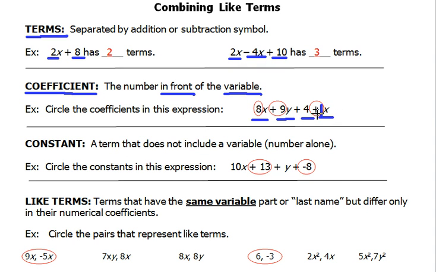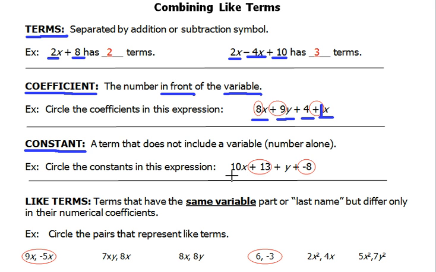It's the same thing here with the variable. If I just see a variable by itself, I don't need the 1 in front of it to tell me that it's 1x, because I just see x. So the coefficients in this expression are 8, positive 9, and positive 1, or 8, 9, and 1. The next vocabulary word is constant. A constant is a term that does not include a variable. It's just a plain old number by itself.